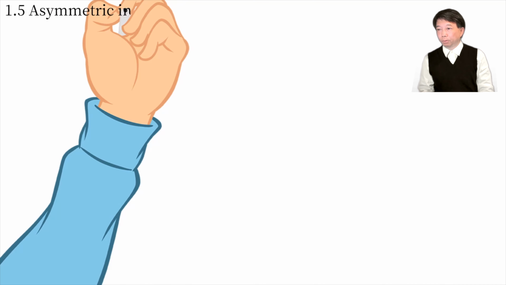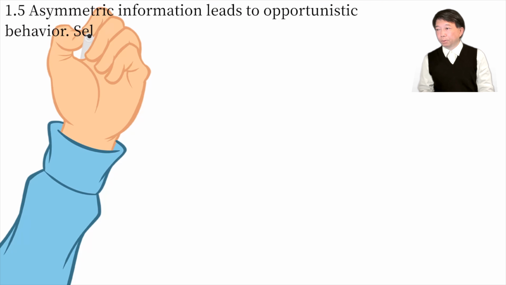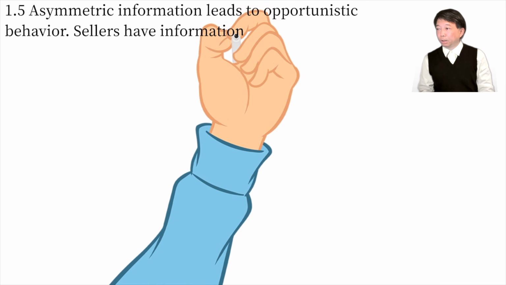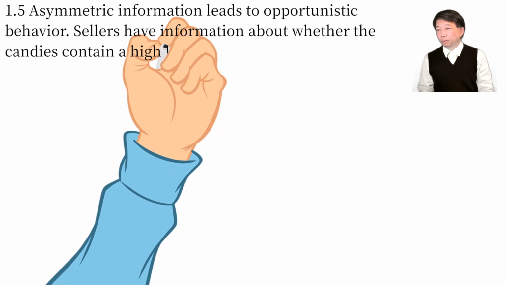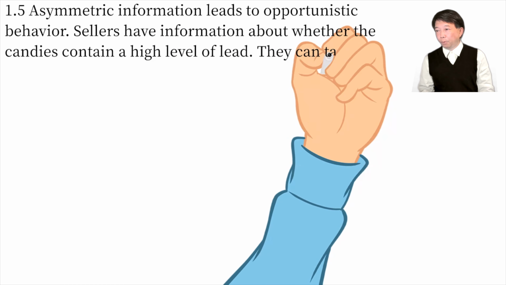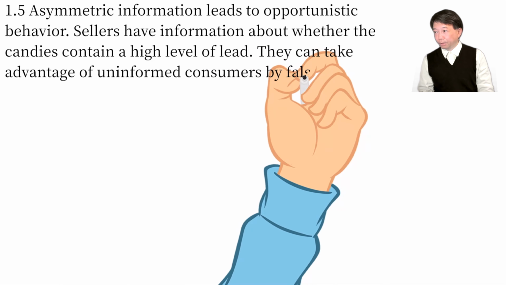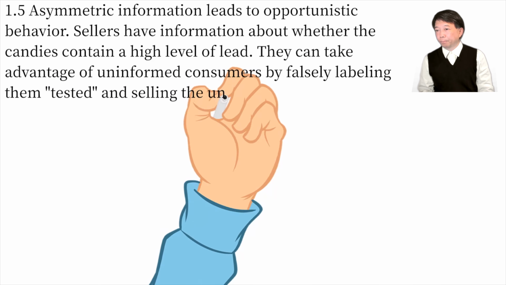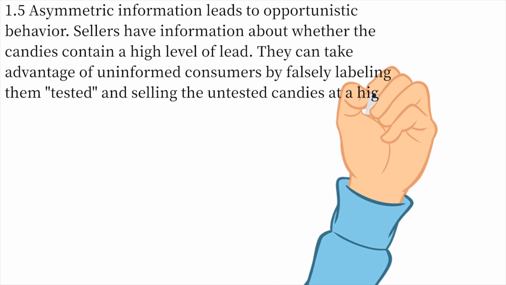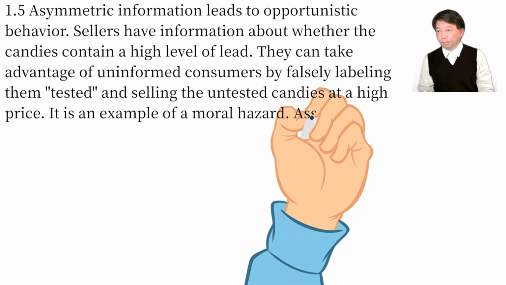Asymmetric information leads to opportunistic behavior. Sellers have information about whether the candies contain a high level of lead. They can take advantage of uninformed consumers by falsely labeling them tested and selling the untested candies at a high price. It is an example of a moral hazard.